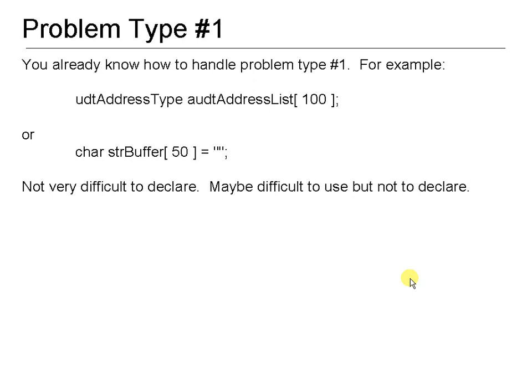You already know how to handle problem type number one. For example, suppose we have a typedef UDT address type, then we can say UDT address list[100], and it'll make an array of size 100. We'll have 100 elements, and each element is our structure. Or we can say char str_buffer[50] = "". Now that'll make a string of maximum size 50. That's not very difficult to declare, maybe difficult to use, but not difficult to declare.